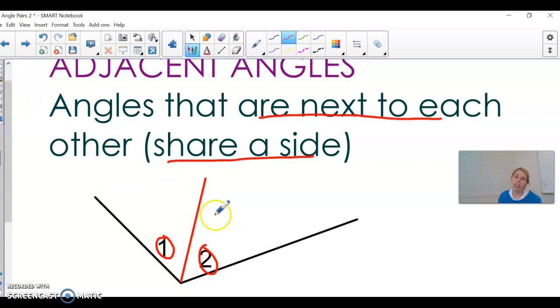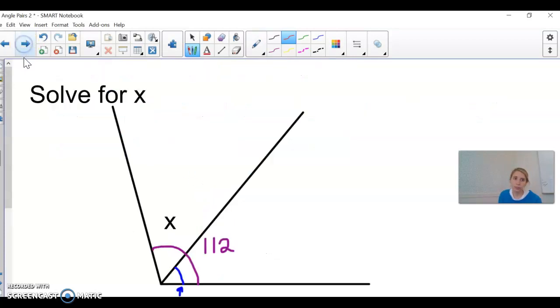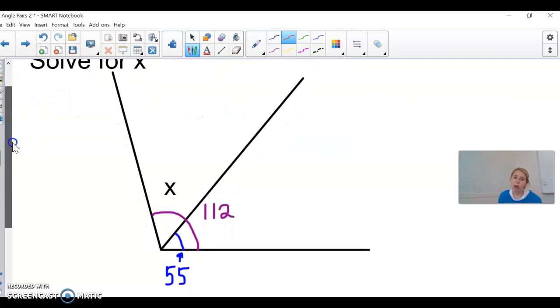And there is no real connection between them besides them just being next to each other. They're not always going to be equal to each other. One might be bigger than the other, and that's fine. So here's an example of how you would solve for a missing angle. So these are adjacent angles, right?